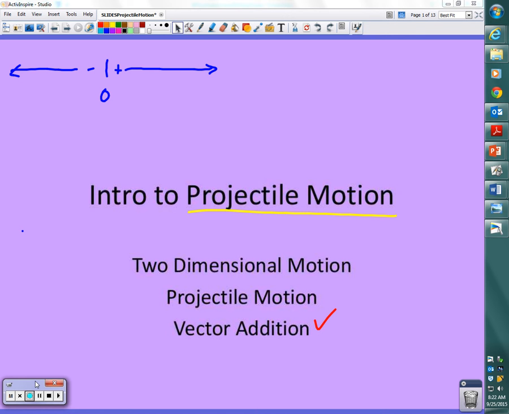So last night on the video, you guys got introduced to the idea of projectile motion. Yeah, that's what these things in the table are for.